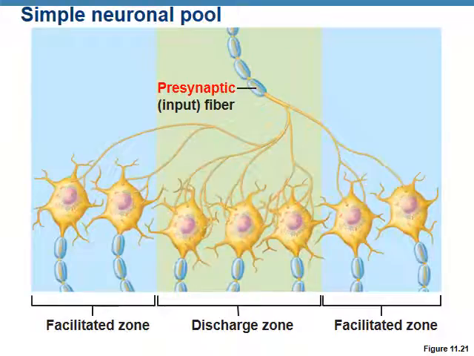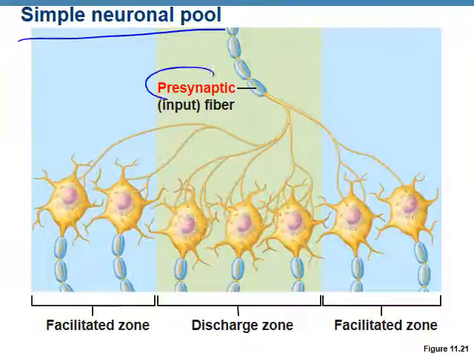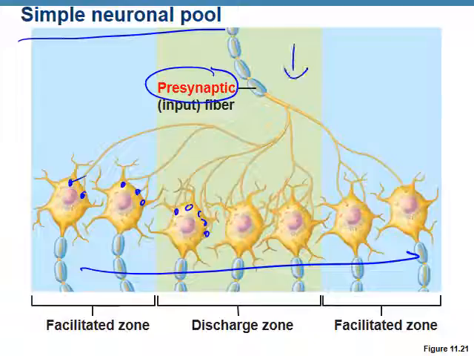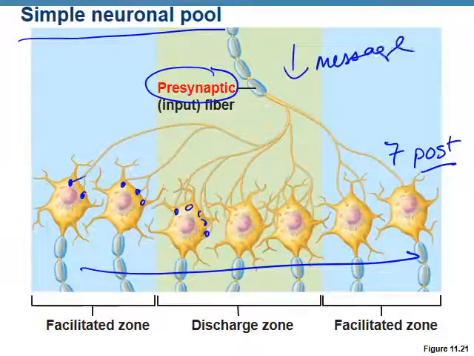Here's an example of a simple neuronal pool. So here we have our presynaptic neuron, and see how it comes out and actually synapses with several different neurons. So you have one presynaptic, and you have 7 postsynaptic neurons. So this is one message, and that message is spreading itself out to 7 different neurons.